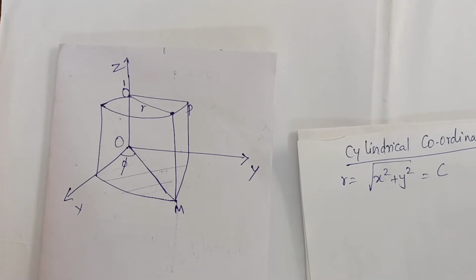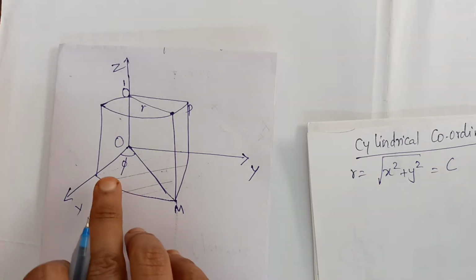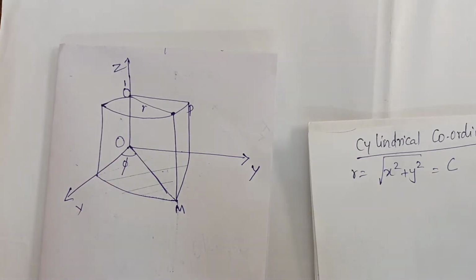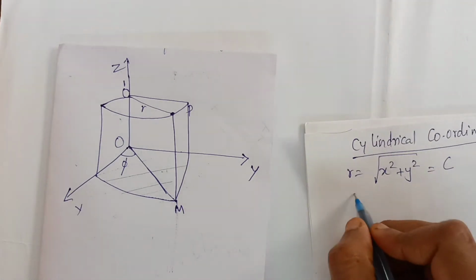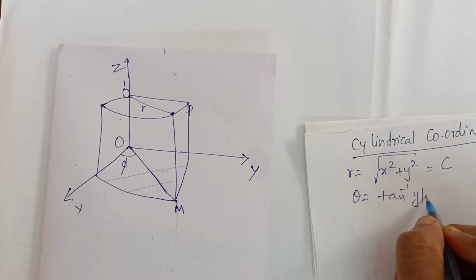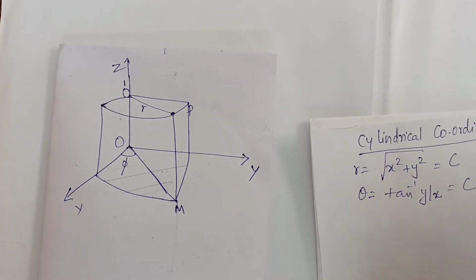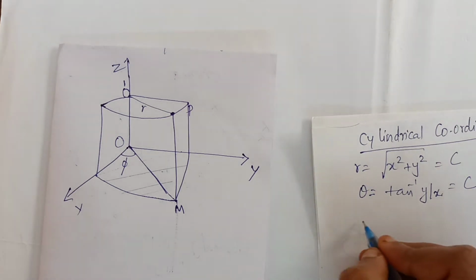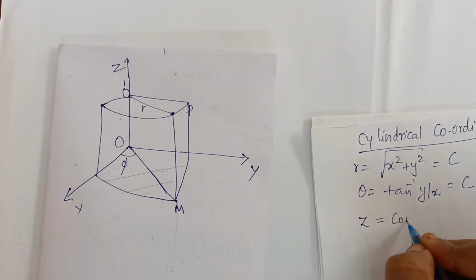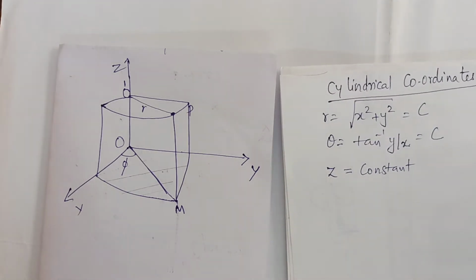Now we can have half planes through the axis at the angle theta. As we have already told, theta is equal to tan inverse y by x, that is also a constant, and we have planes parallel to xy, so z is equal to a constant. So these are the things we are considering for cylindrical axes.